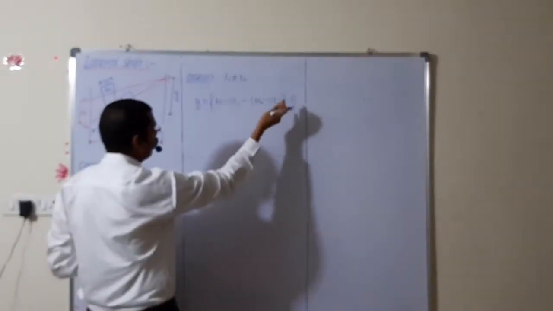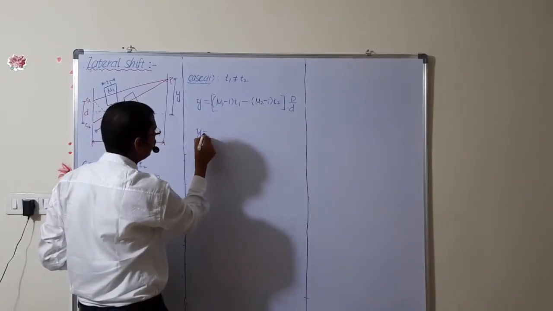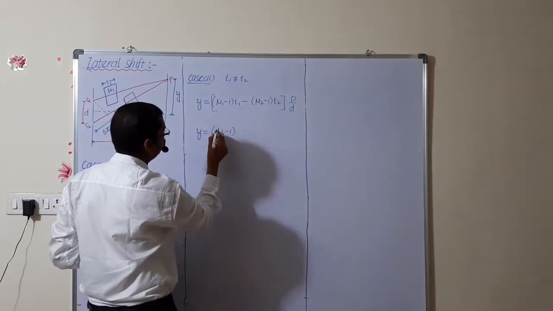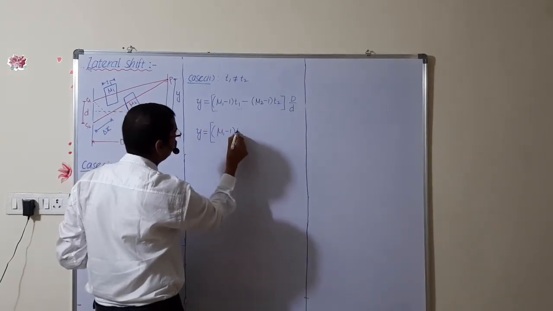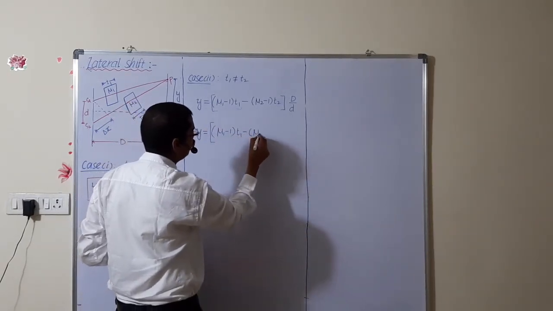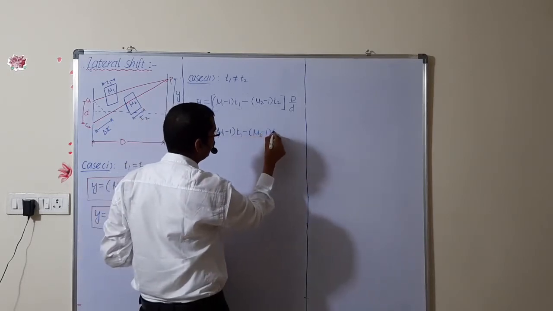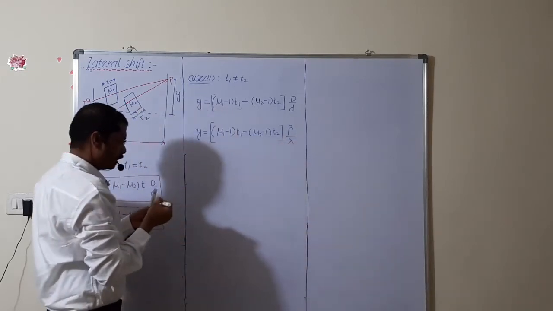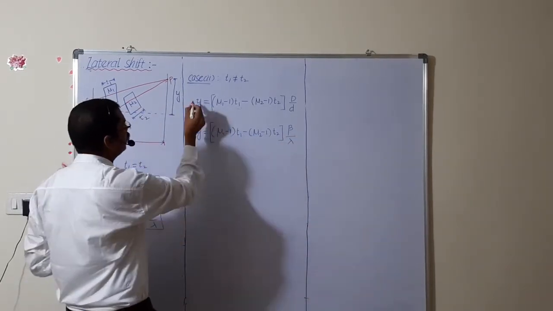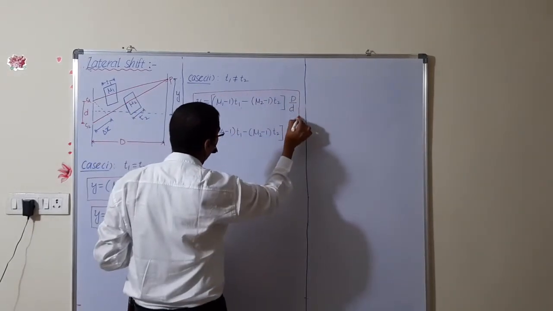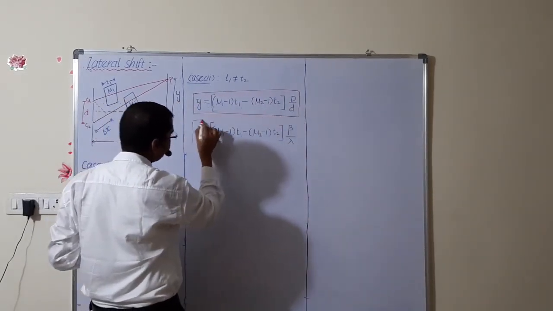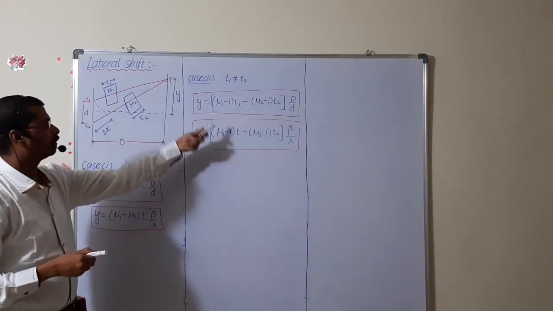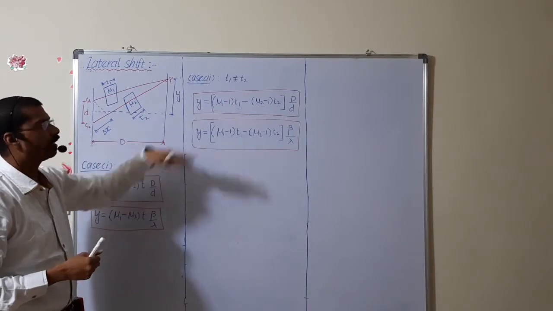Then this value we can also write in terms of beta. At that time, (mu1 minus 1) into T1 minus (mu2 minus 1) into T2, beta upon lambda. These two formulas are used whenever the thicknesses of the glass plates are different. We have to substitute these values, and we will get the lateral shift.